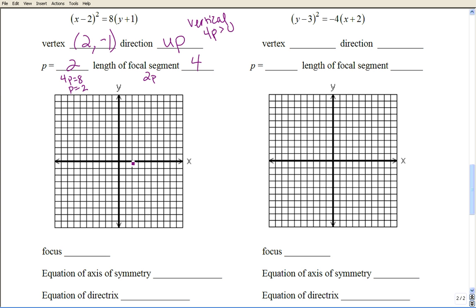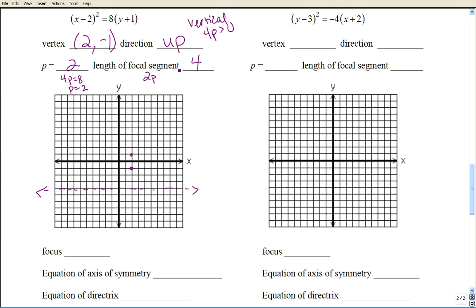We have a vertex at 2, negative 1. We know that it opens up, and we know that the value for p is 2. So 2 out in each direction will tell us where the directrix and the focus are. Because it opens up, that's the direction of the focus. So we'll go up 2, there's the focus. If we go down 2, that's going to be where the directrix is. And it'll just be a dashed line, better than what I'm drawing here. So there's our directrix.